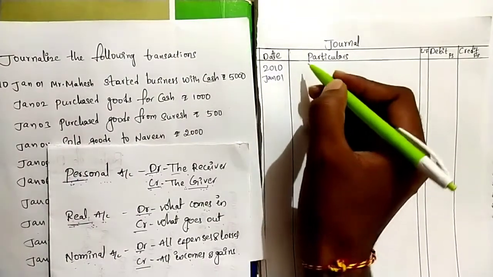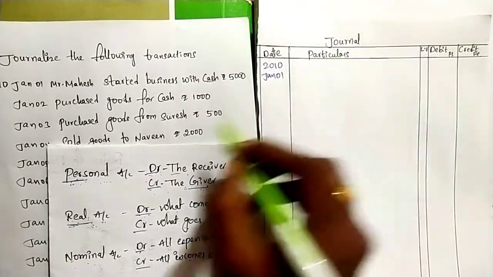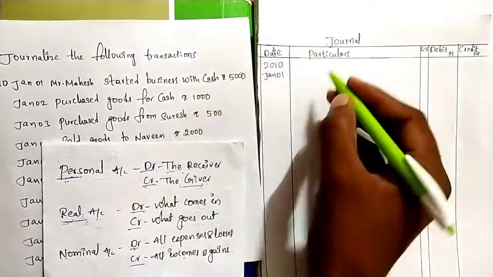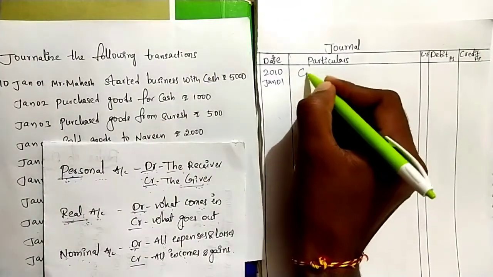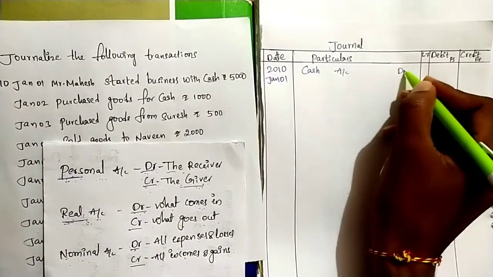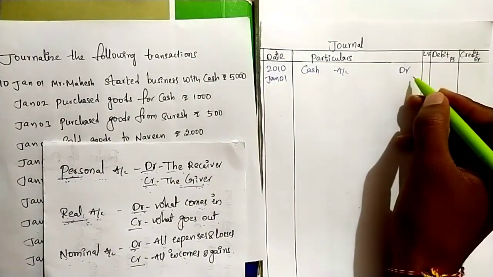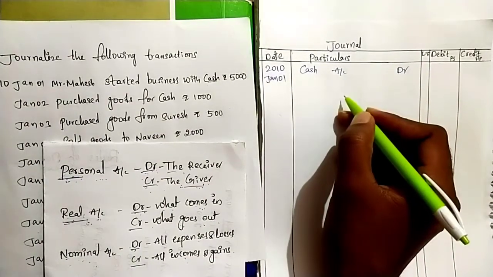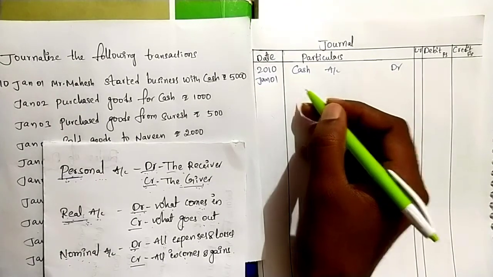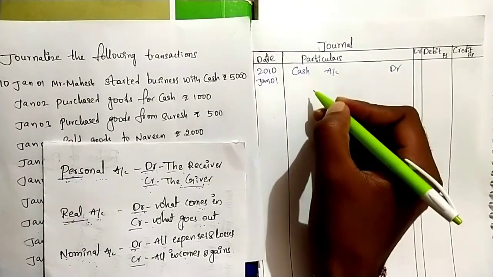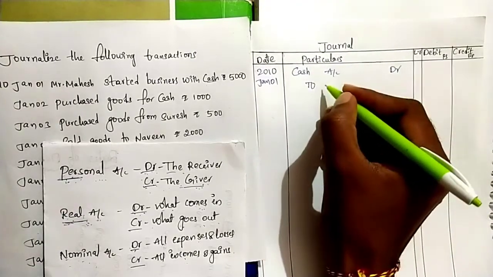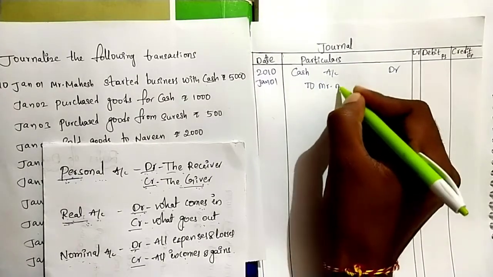First we have to write the debit account. What is the debit account in this transaction? Mr. Mahesh started business with cash, so cash account is to be debited. So here, cash account debit, means debtor. Next, we have to write the credit account. At the time of writing the credit account, we have to give some space for the debit. See this, to Mr. Mahesh.